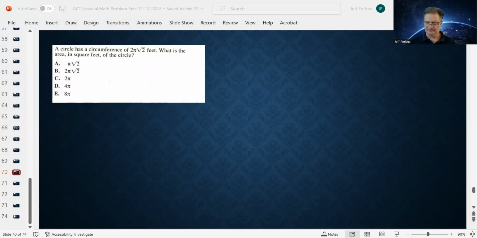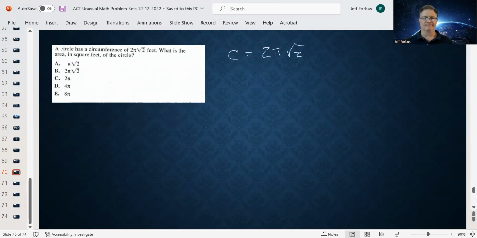A circle has a circumference of 2 pi times the square root of 2 feet. What is the area in square feet of the circle? Okay, so it's telling you the circumference is equal to 2 pi times the square root of 2. Well, remember the formula for the circumference? It's equal to 2 pi r. So therefore, the radius is the square root of 2. And it says, what is the area of the circle?